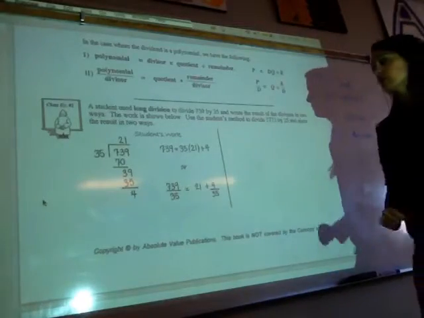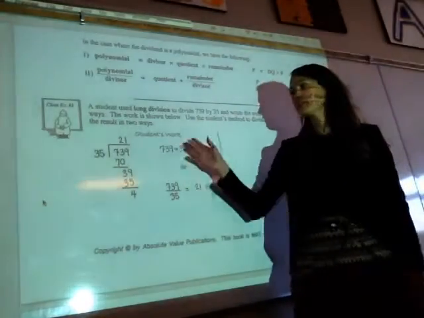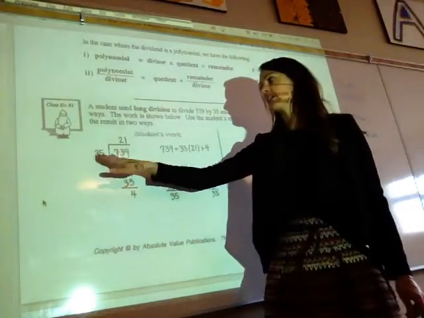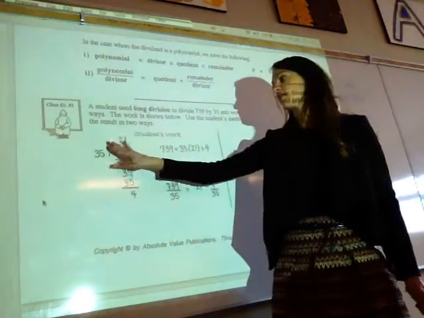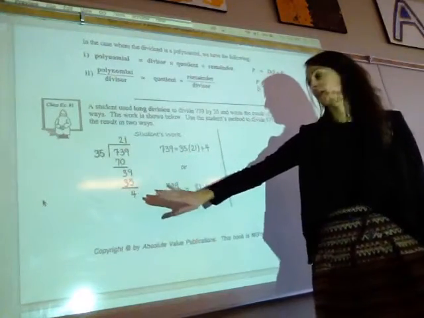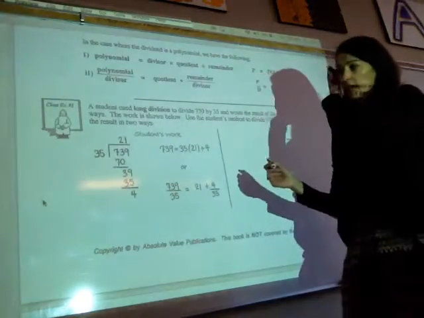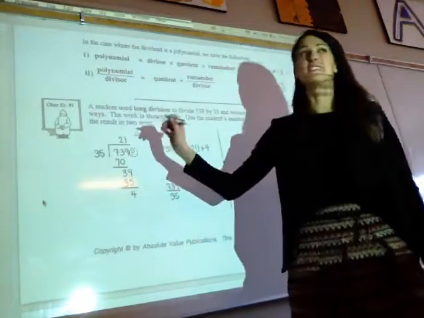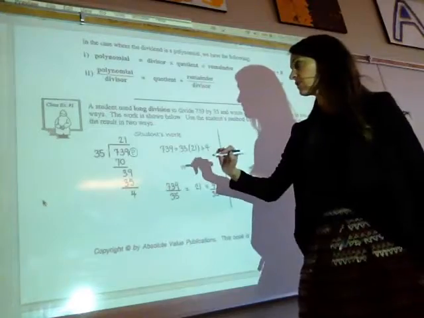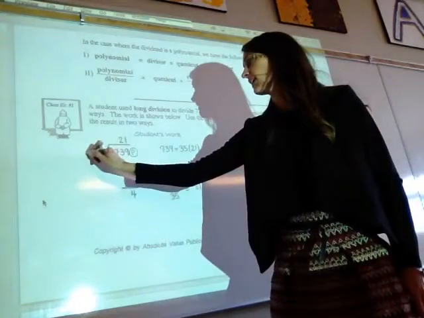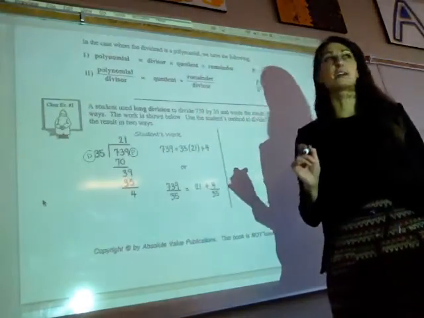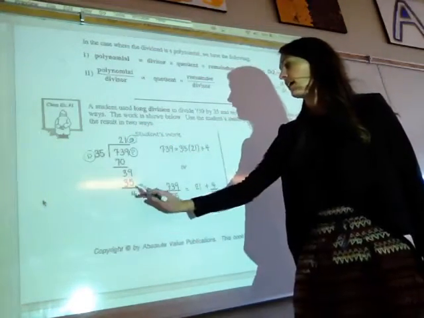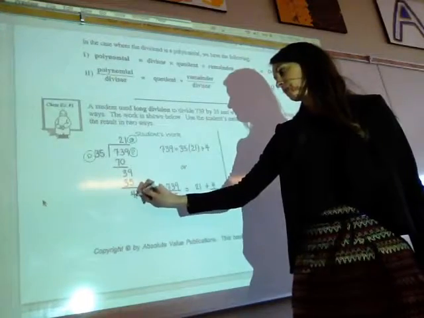So we have a student who used long division, and after she went through the process of dividing 739 divided by 35, she figured out she had a quotient of 21 and a remainder of 4. Okay, so let's just label what we know. This is our original polynomial. Even though it's a dividend, we'll just call it polynomial, so you get used to the form. Okay, this was our divisor, 35 on the side. The end result is your quotient, and the number left over is your remainder.